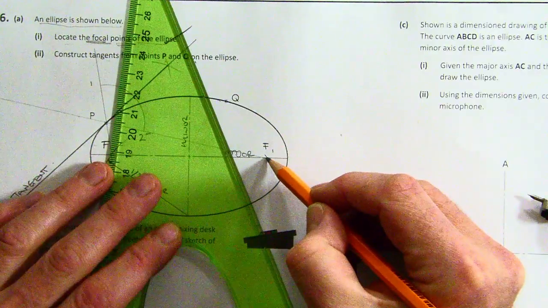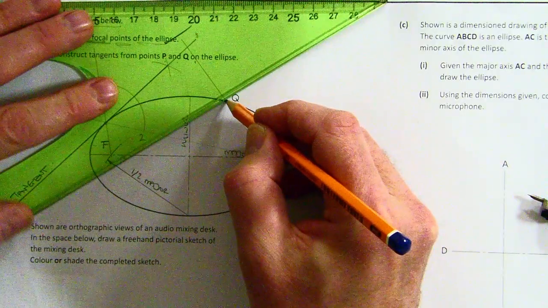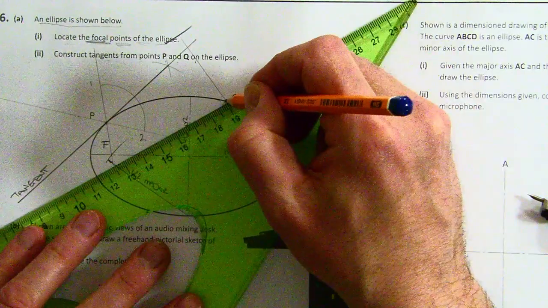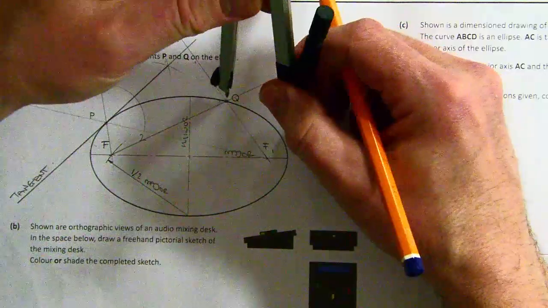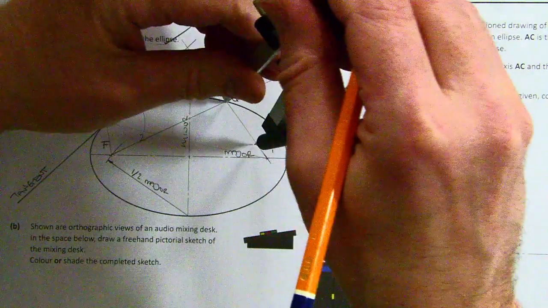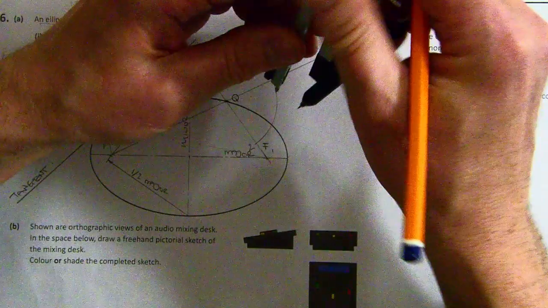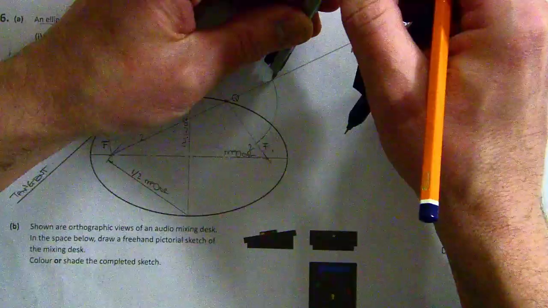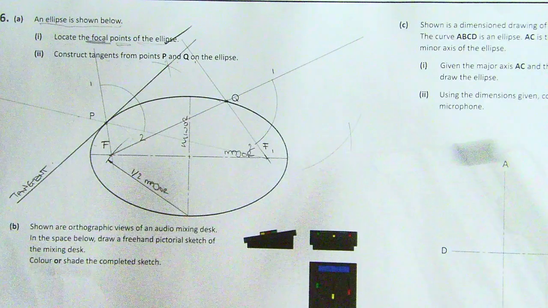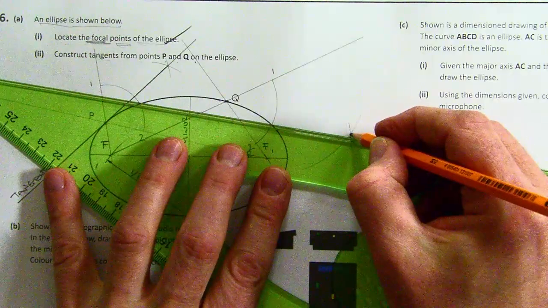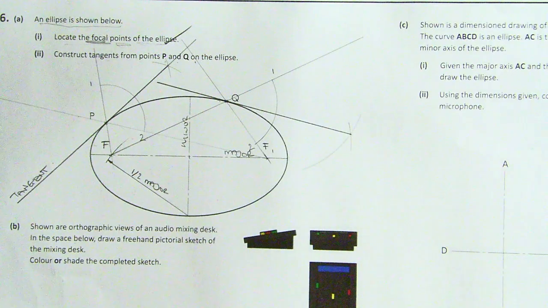Same with this one. From the focal point through Q, and from the other focal point. We're going to bisect this angle. This will get us our second tangent.